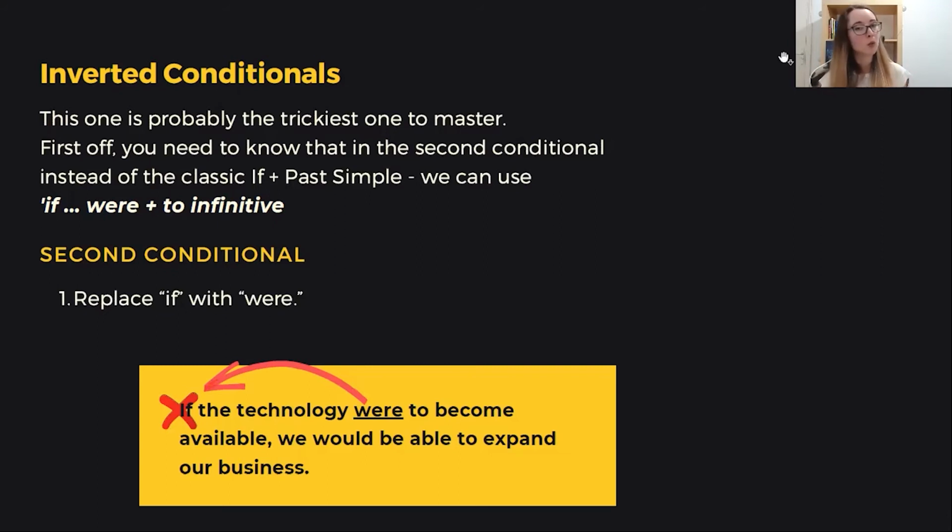This is a classic. We always remove if in all of the inverted conditionals. If is out and were jumps in its place. So this sentence would look like, were the technology to become available, we would be able to expand our business. Okay, so that's what happens in the second conditional. The meaning is the same. The meaning doesn't change.